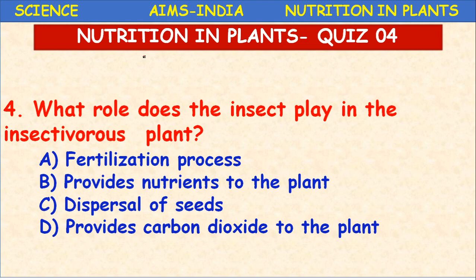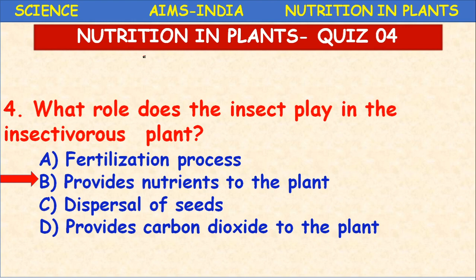What is the role of insect in the insectivorous plants? They help in the pollination process, or they help in the dispersal of the seeds? No. Okay, what is the correct answer here? Option B. They provide the nutrients to the plant.